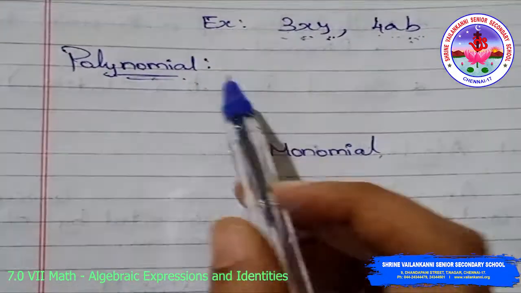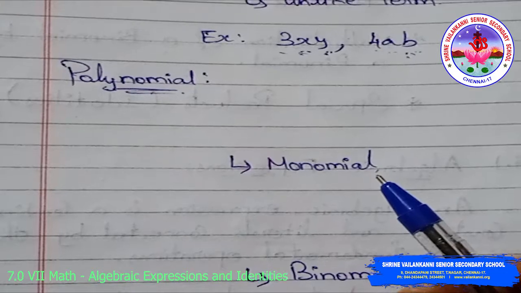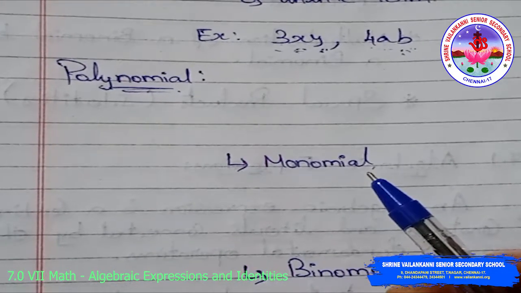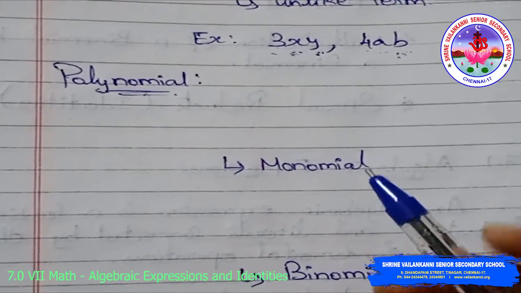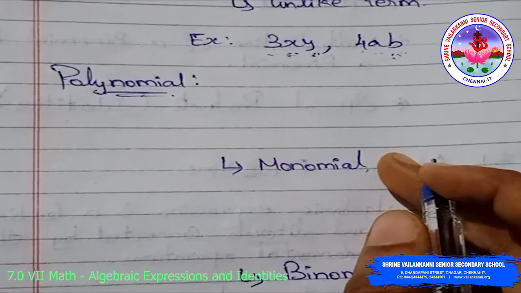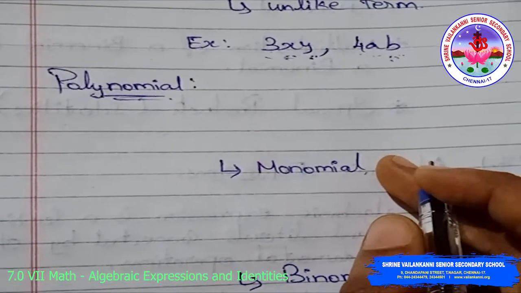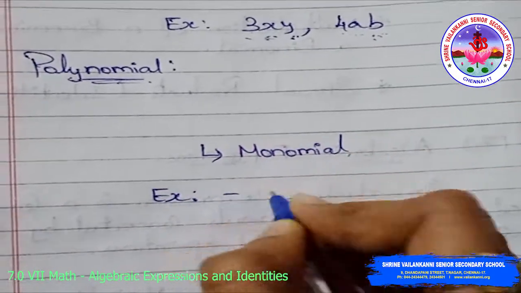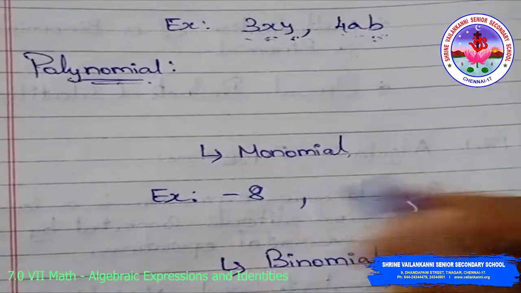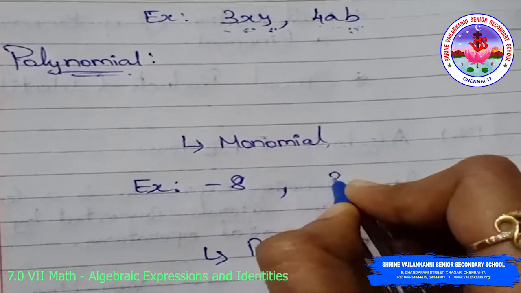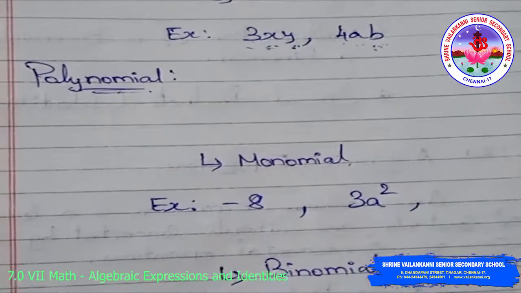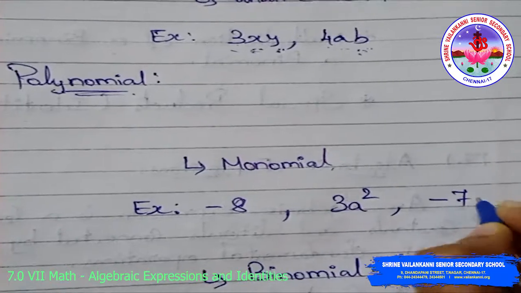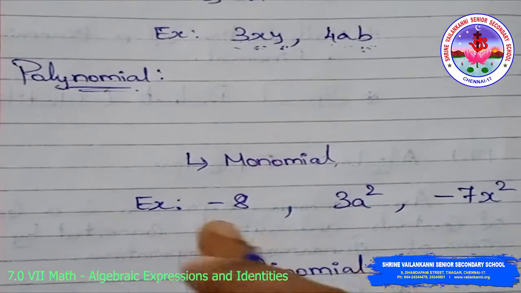The next one is polynomial. An algebraic expression with two or more terms is called a polynomial. The first one is monomial. An algebraic expression containing one term is called a monomial. For example, negative 8, comma, 3a squared, negative 7x squared. These are monomial terms.